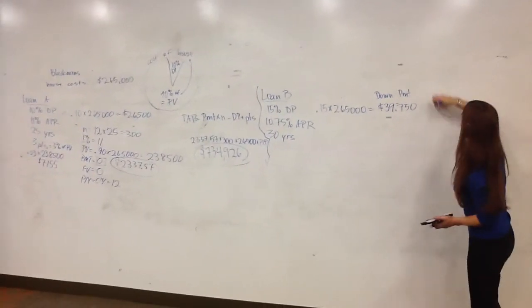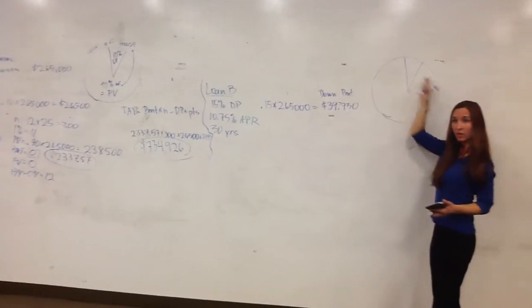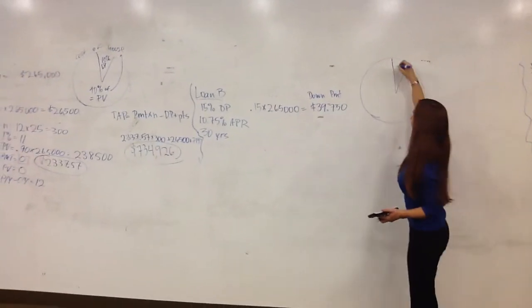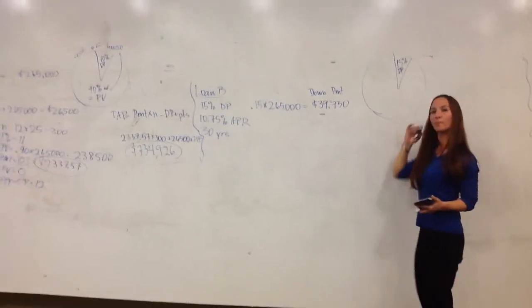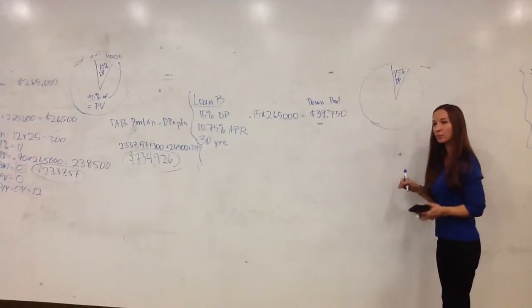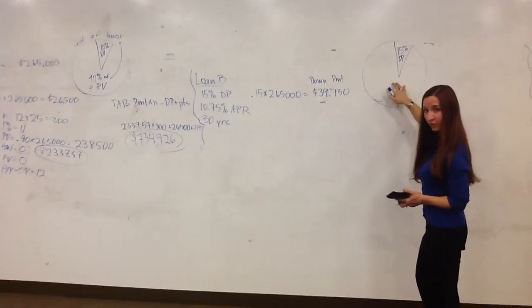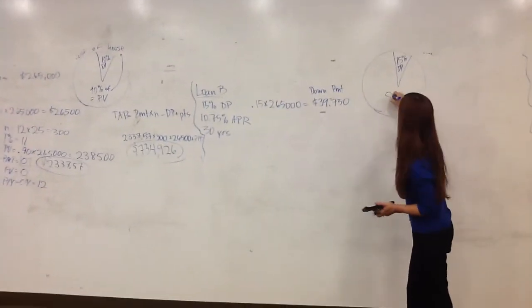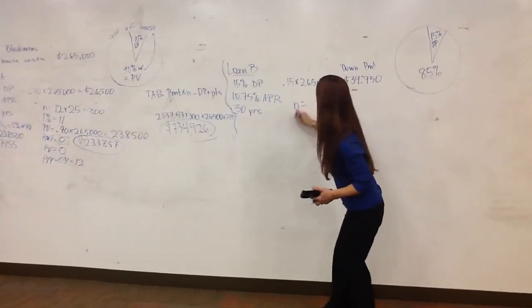So if I were to draw my pie again, where the entire pie is the cost of the house, and I'm looking at a 15% down payment, what percent of the cost of the house will the Blackmans have to borrow? What percent is out here? 85, exactly. So I'm gonna hang on to that for my TVM solver.